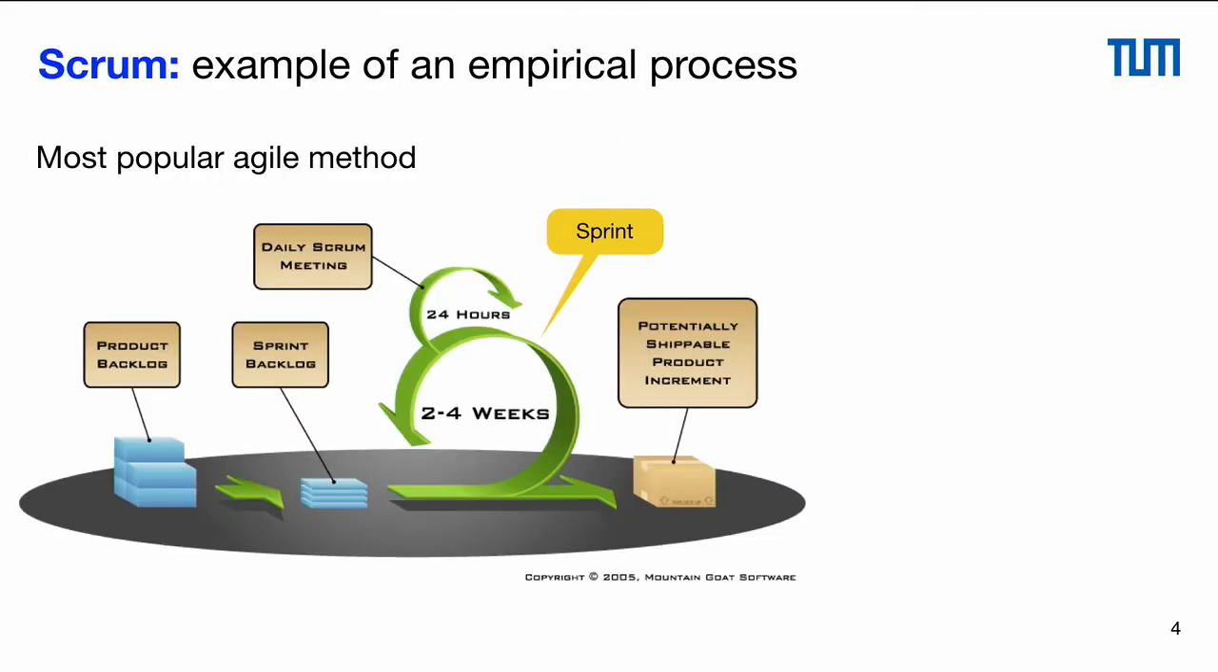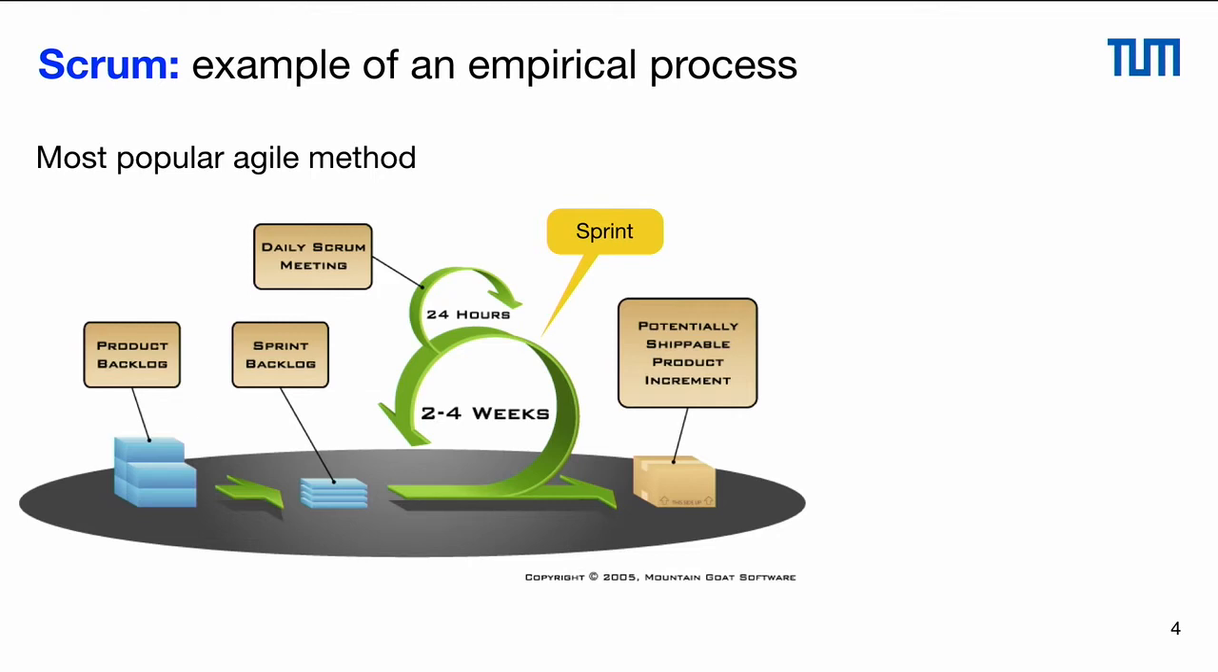One example of empirical process control is Scrum, which is actually the most popular agile method, and we see a little overview on this slide. In Scrum we start with the product backlog where we have rough requirements, we put them into sprint backlogs and work on them for 2 to 4 weeks. We have a daily Scrum meeting every 24 hours, and at the end of each sprint we have a potentially shippable product increment. Scrum is a management and control process that focuses on early risk management, because in each sprint review at the end of a sprint we look at what we have achieved and what we want to do in the next 2 to 4 weeks.